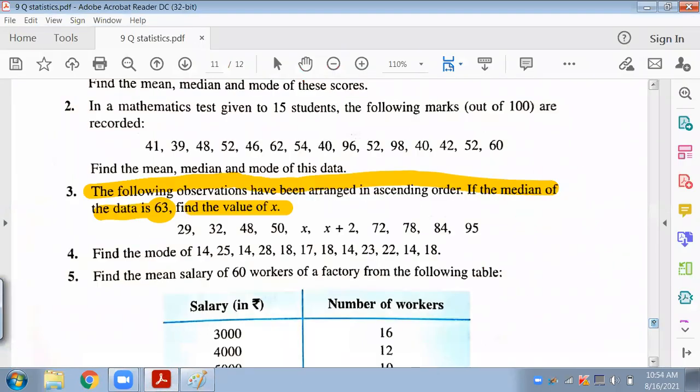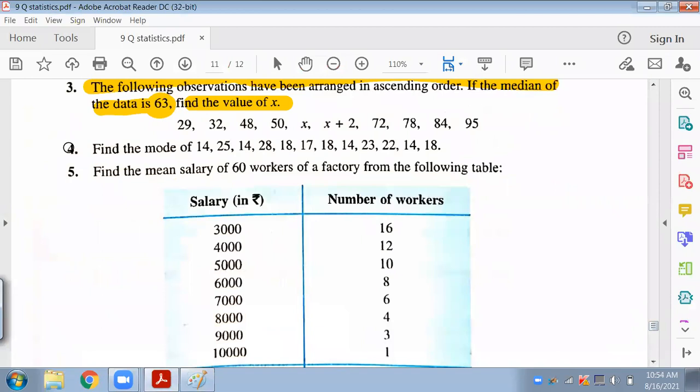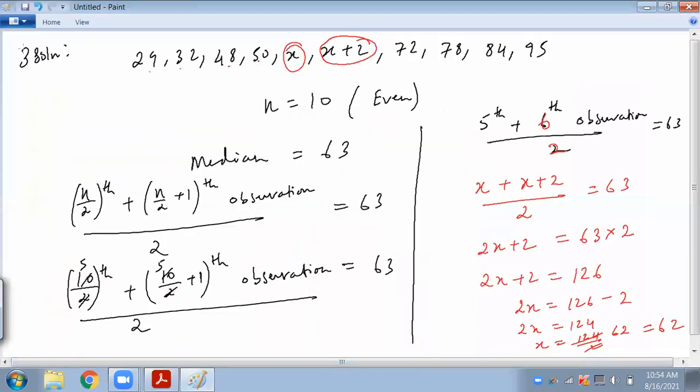Question number 4. Find the mode of the following data. That is very easy. To find the mode, you look for the maximum repetition. Here, 14 is repeated the maximum number of times: 1, 2, 3, 4, it is repeated 4 times, whereas 18 is repeated 3 times. Since 14 is repeated the maximum number of times, the mode will be 14. So the answer is 14.